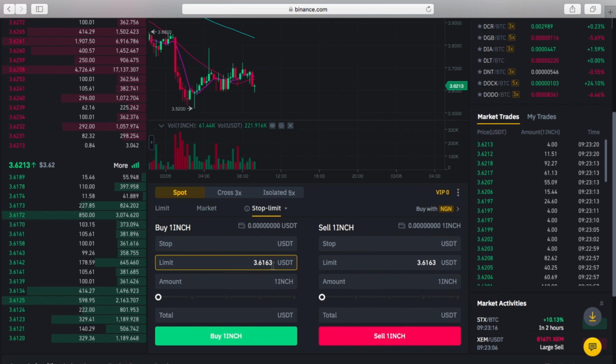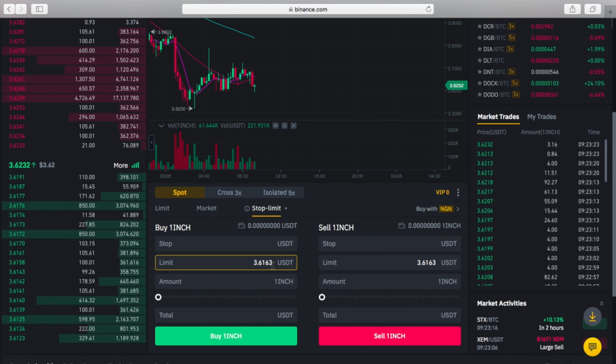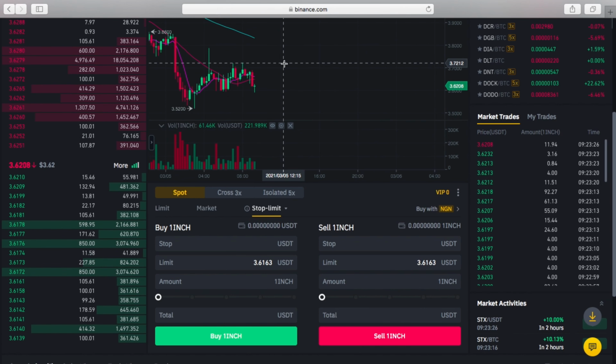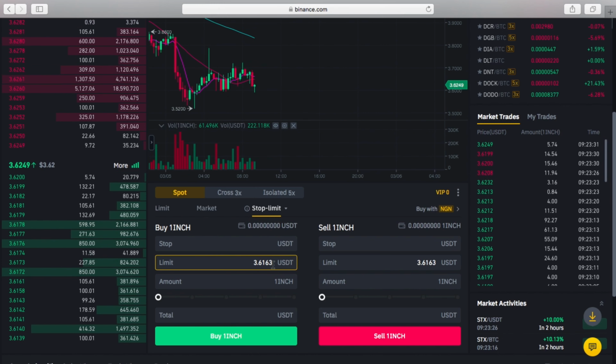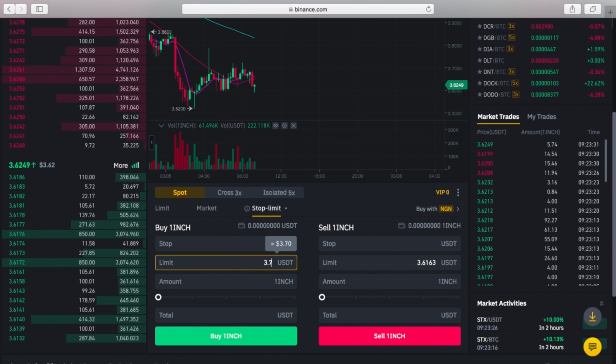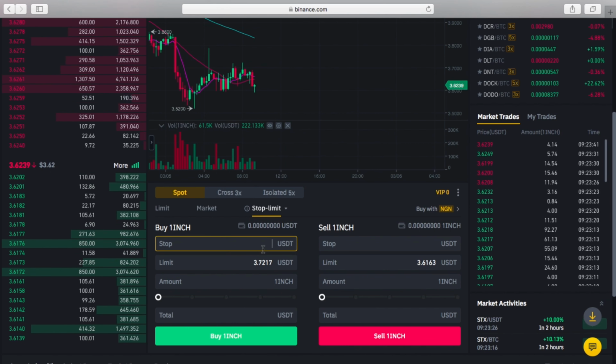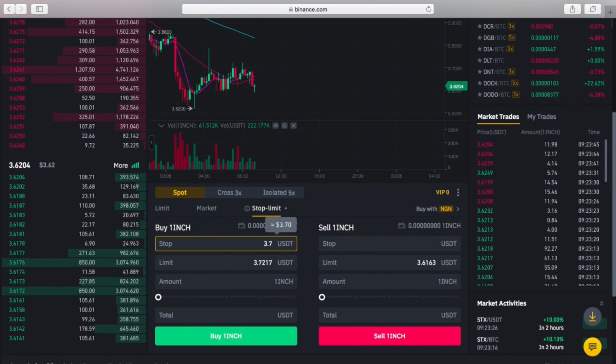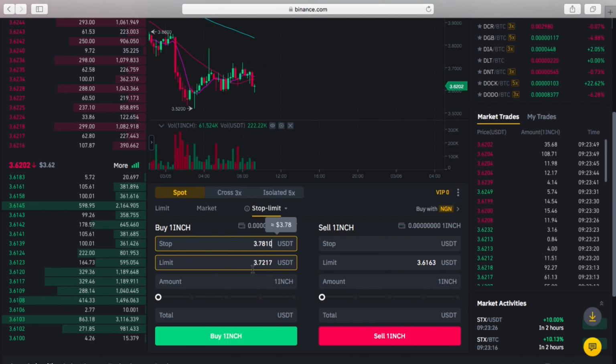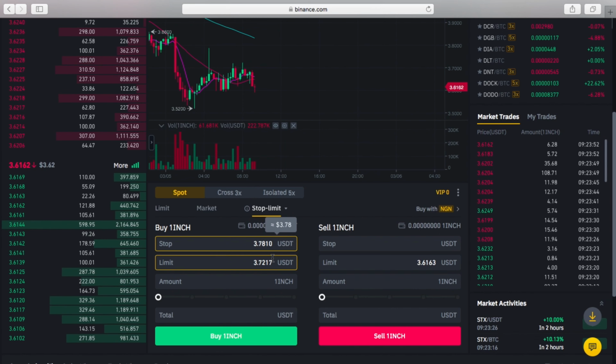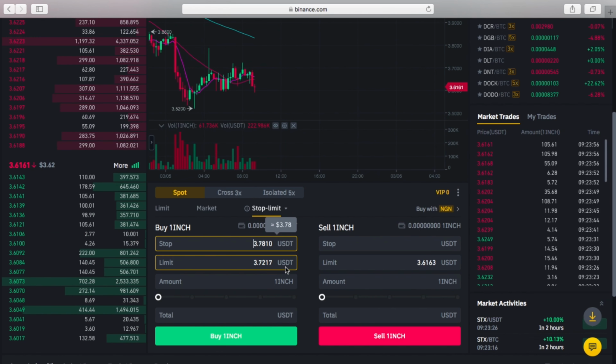But one of the common mistakes most people make is they don't space their stop and limit prices. So let me show you something. So this is 3.7212. So I will put my limit now, 3.7212. Now my stop should be something a little above it, so I can put 3.7810. You understand? So if it gets to this price or this price, definitely my order will get filled. So you see, I gave a lot of space here.